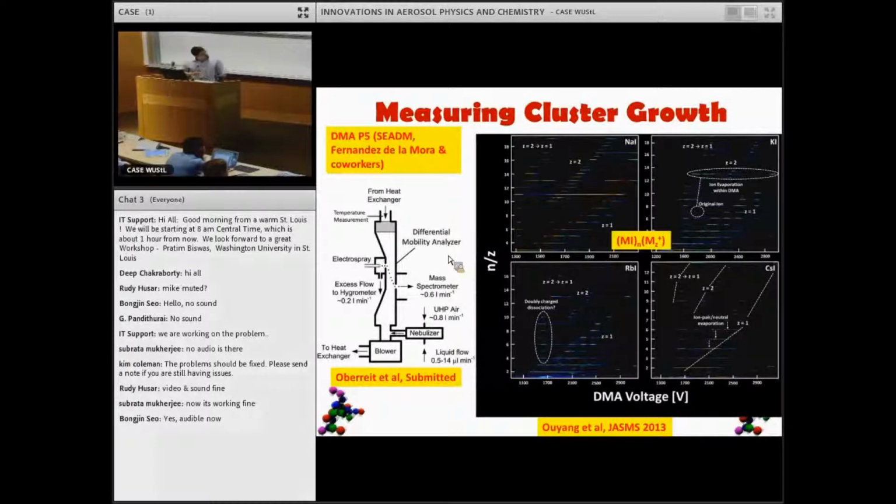And so what we do to look at uptake, you can imagine, is if we have a cluster, this is a small sub-nanometer or around a nanometer entity, and we bring it into this DMA, we can get its mobility, and then we can get its mass.